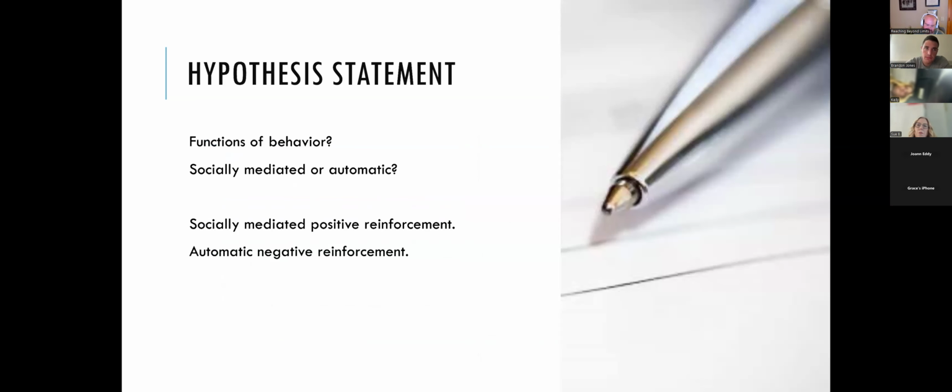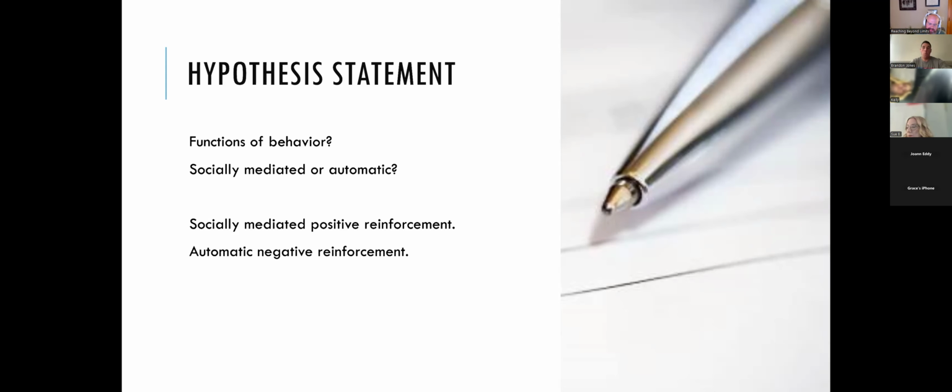So then we move on to our hypothesis statement. The hypothesis statement is a statement that we're going to use to develop treatment interventions. It's going to tell the person reading, and also direct our interventions, because we are going to make a statement about why behaviors are happening, or the function of behavior. There's a couple of terms in this slide that we need to know about. The one thing about the hypothesis statement is the term socially mediated or automatic.